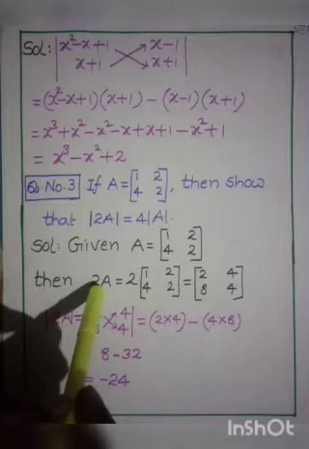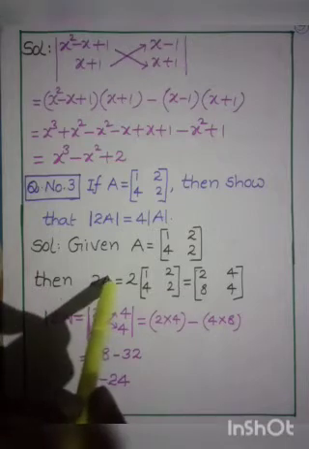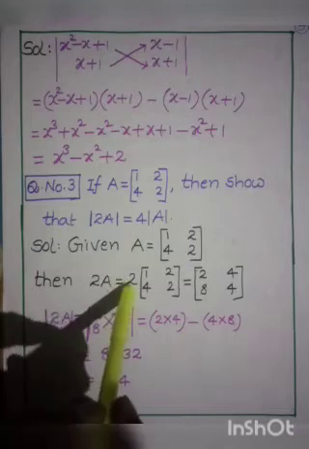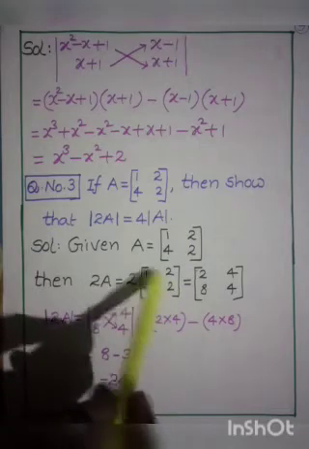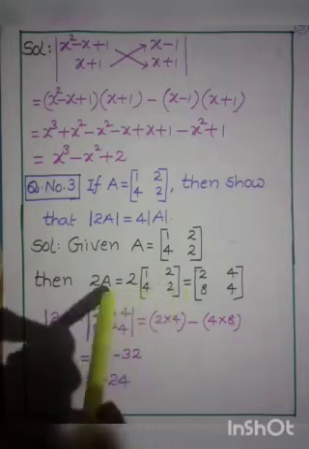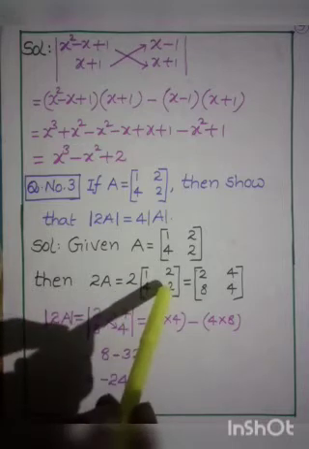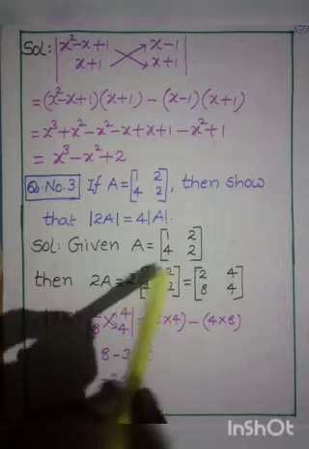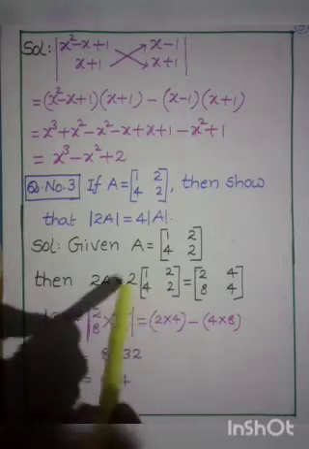So first we are finding 2A. What is meant by 2A? We have to multiply the matrix A by 2. So I wrote here 2 into matrix A, 1, 2, 4, 2. Understood this step, my dear children? This is a scalar multiplication. So we have to multiply each and every element of this matrix by 2.